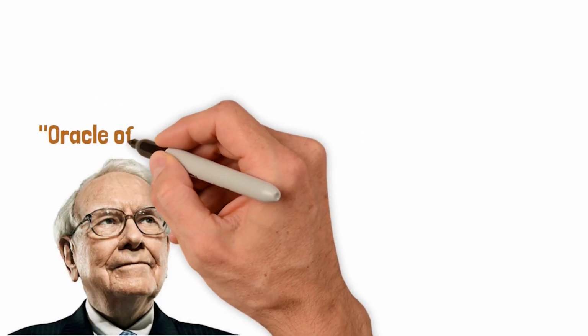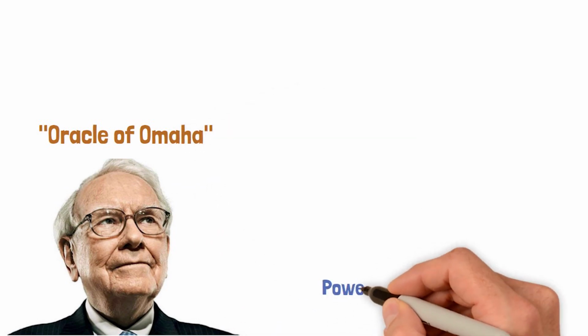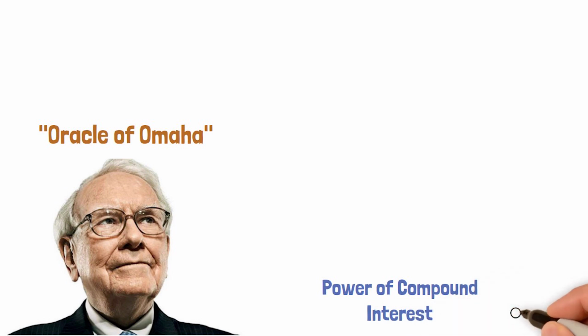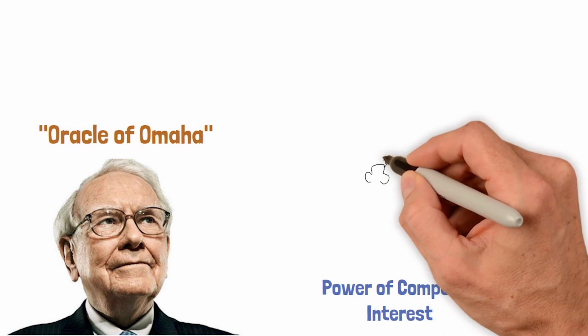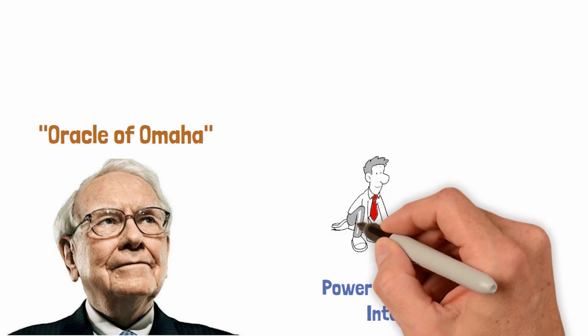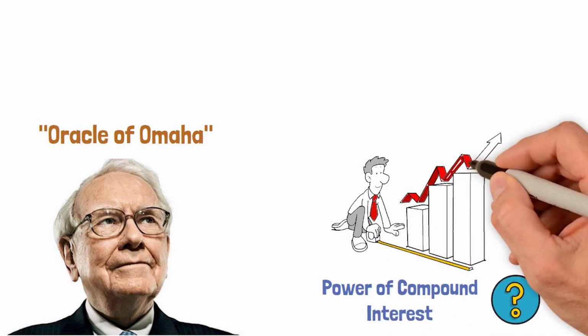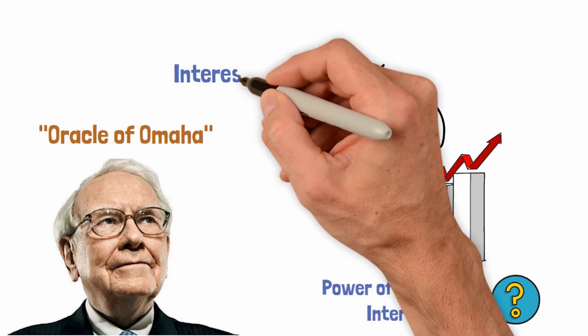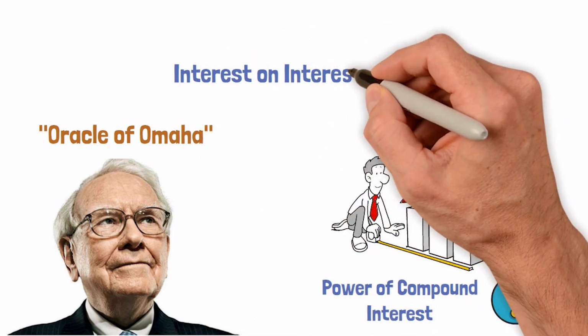Warren Buffett, often called the Oracle of Omaha, has amassed a fortune through his investment strategies. One of the core principles he emphasizes is the power of compound interest. But what exactly is compound interest, and how can it work for you? Let's break it down. At its core, compound interest is the interest on a loan or deposit calculated based on both the initial principal and the accumulated interest from previous periods. In simpler terms, it's interest on interest. This can dramatically grow your money over time.